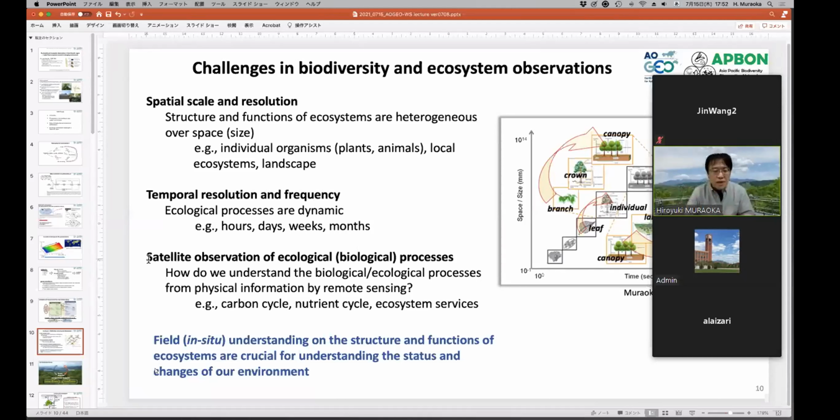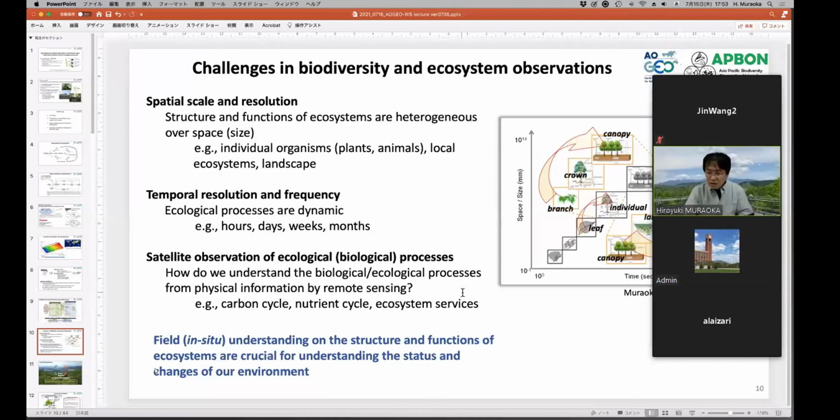Then we have some challenges of those observations: satellite observation of ecological or biological processes. So the question is, how do we understand the biological or ecological processes from the physical information by remote sensing? All of you know that remote sensing is measuring the physical processes. For example, if you use optical remote sensing data, all these data are reflecting the radiative reflection from the Earth's surface. These are the physical information.